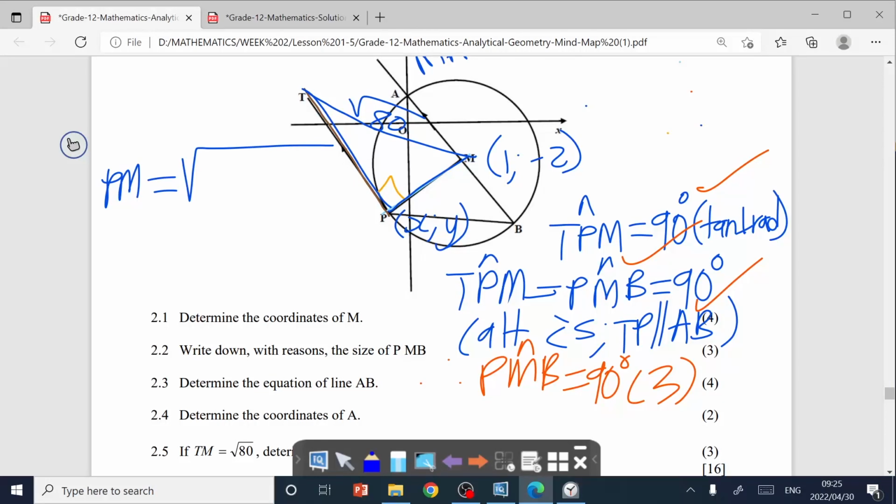How many marks? Let's look at the marks. 3 marks. So what do you need to do? Somebody said PM is equal to 10. Think a little bit. Don't think a lot.